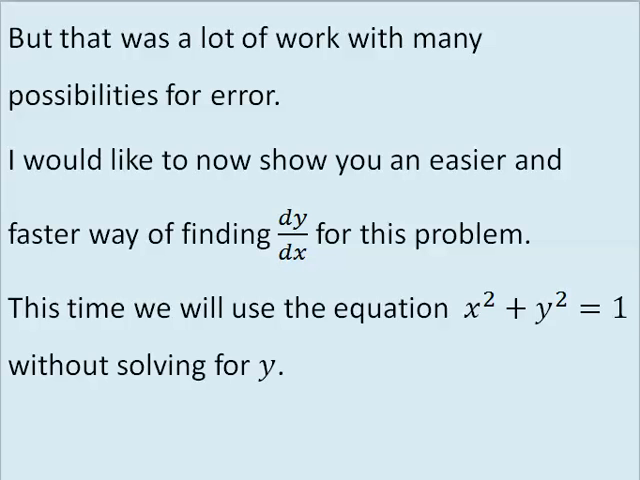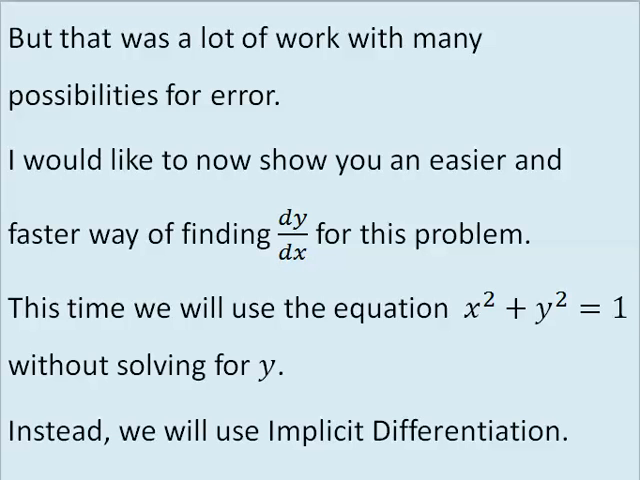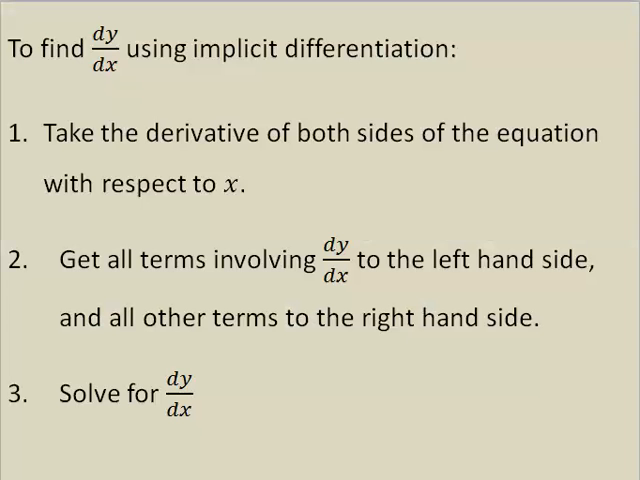This time we will use the equation x squared plus y squared equals 1, and we will not solve for y. So that's one step we don't have to do, is solve for y. Instead, we're going to use this method called implicit differentiation. There are 3 basic steps in using implicit differentiation. You take the derivative, then you get all the dy dx's to the left, and then solve for dy dx. And I will demonstrate doing the exact same problem we did before.